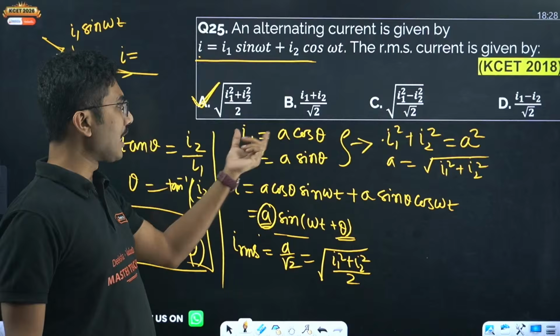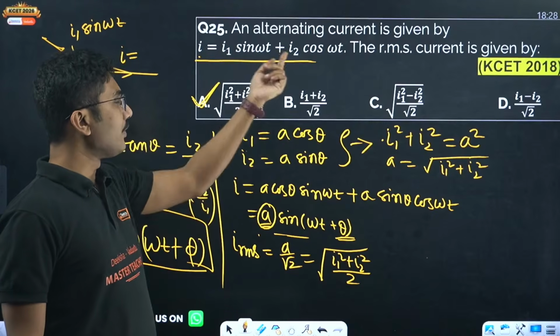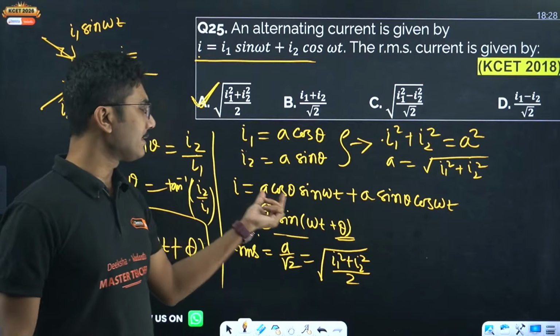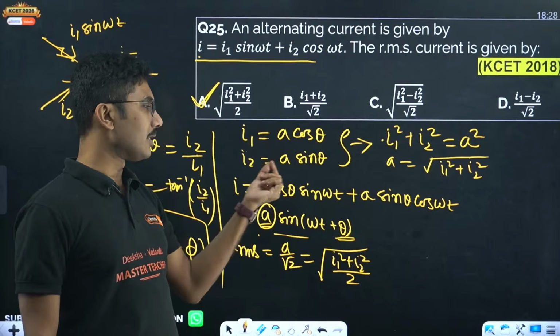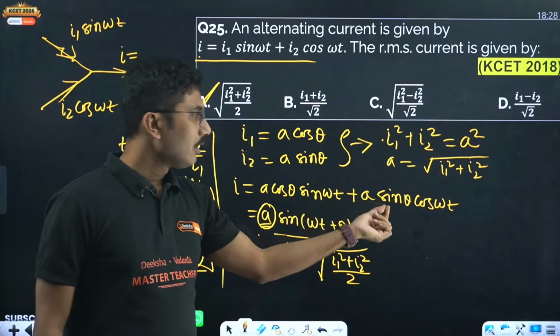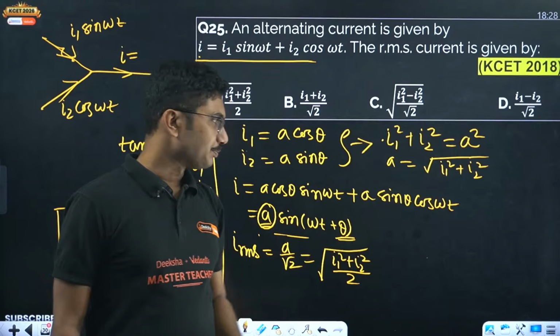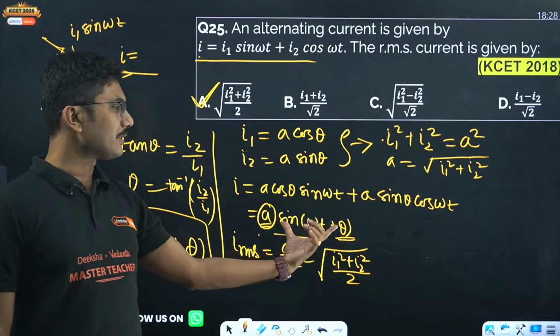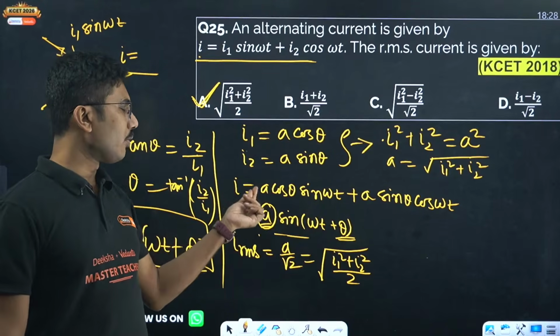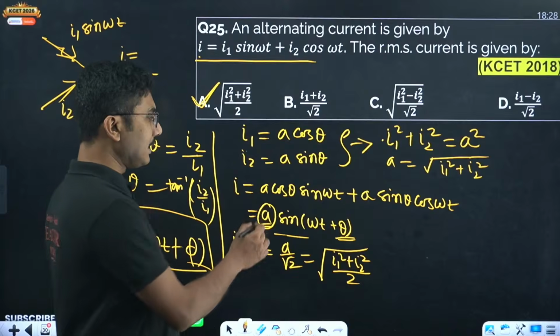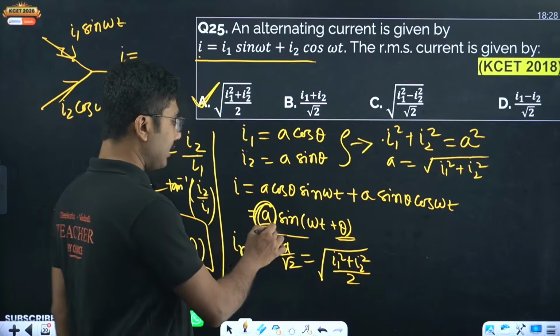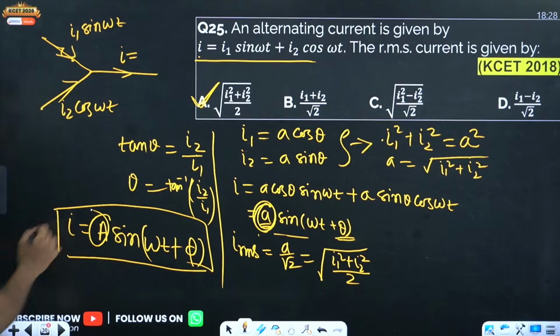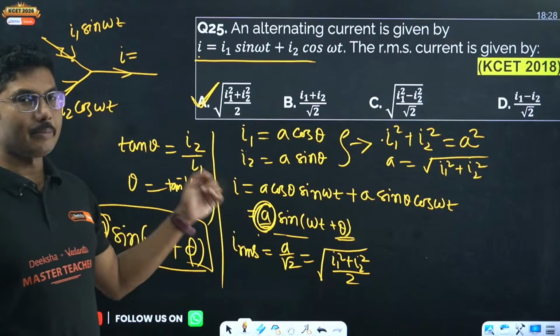Once you substitute I1 equal to A cos theta and I2 equal to A sin theta, you get sin A cos B plus sin B cos A. Basically that means it is sin of A plus B. Now A is common, so A must be your amplitude. This is now similar to our standard equation, so A must be our amplitude.